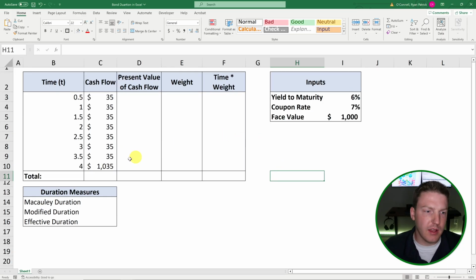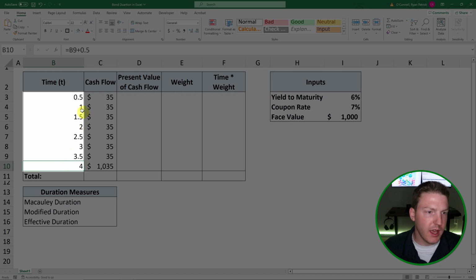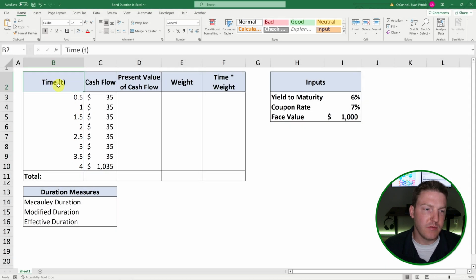Now this is a bond that has 4 years to maturity and it's semi-annual. And we can tell that it's semi-annual because in this column of time here, I have two cash flows coming every year. And basically they're spaced out every 6 months.